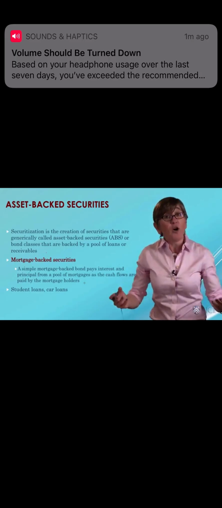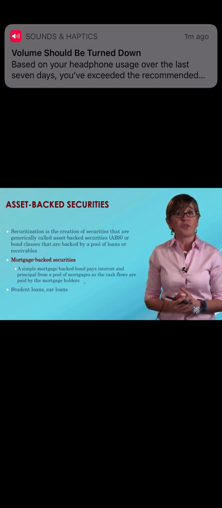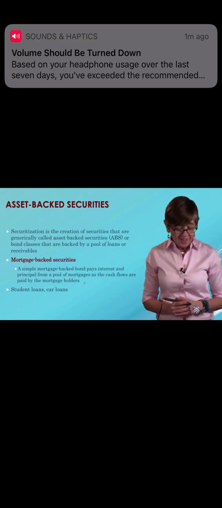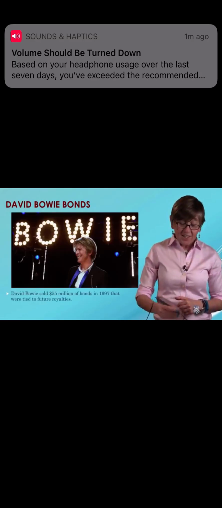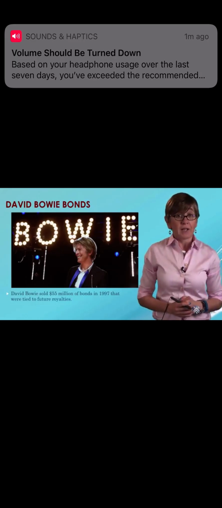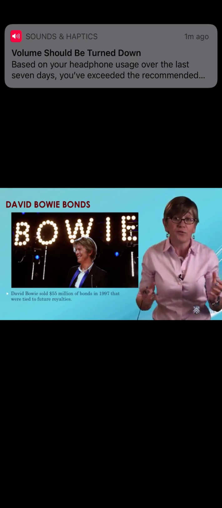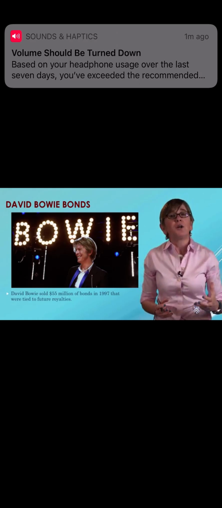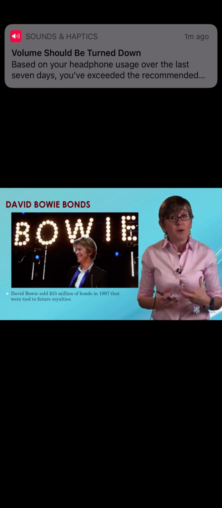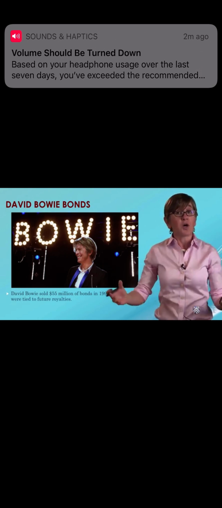Mortgages are not the only type of loans. Student loans and car loans are also used to create asset-backed securities. In fact, the late David Bowie also had his own asset-backed loans. He sold $55 million of bonds, which were essentially backed up by his future royalties. In other words, the payment on these bonds would be paid off out of his royalties that were collected in a pool.